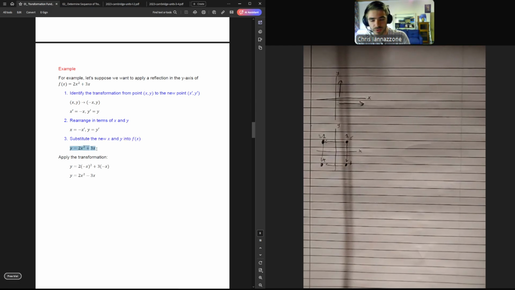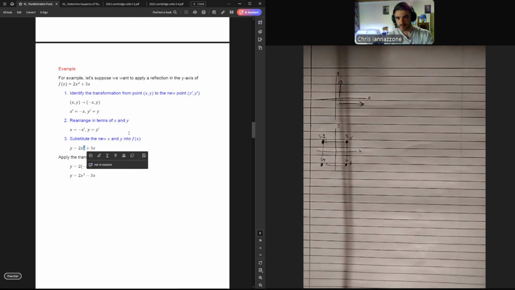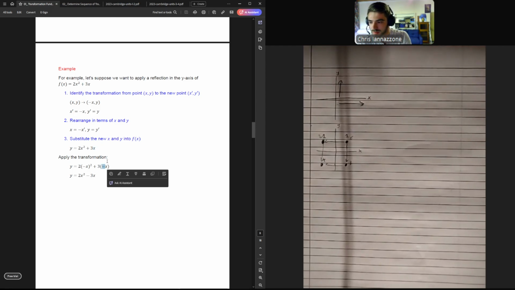So here's the original function. This x gets replaced with a negative x. Just don't forget, that x was squared. And so when you replace the x with negative x, the negative x now has to be squared. But this one doesn't have any such restriction. It's just 3x, and so the x is being replaced with negative x, giving you, well, a final answer of 2x squared minus 3x after you've simplified everything down.